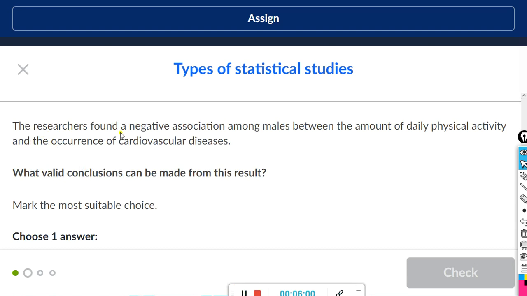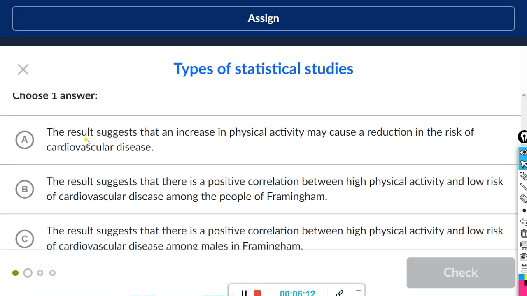The bottom line, the researchers found a negative association among males between the amount of daily physical activity and the occurrence of cardio disease. What conclusion can be made? Answer A, the results suggest that an increase in physical activity may cause a reduction in the risk of cardio disease. See, A has that word cause. We cannot do cause and effect with an observational study, so it's not going to be answer A.